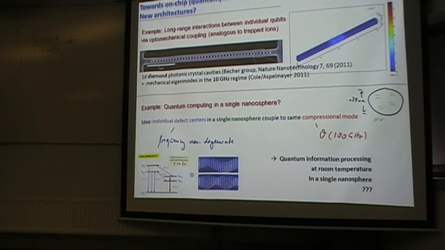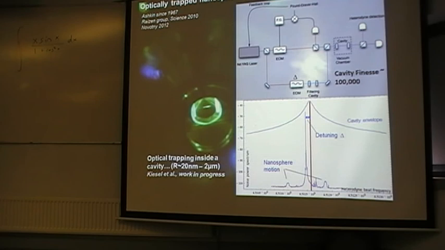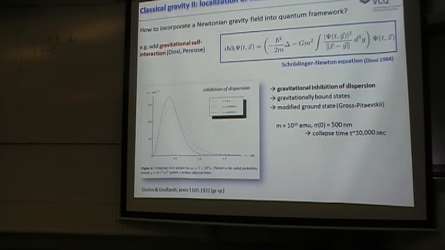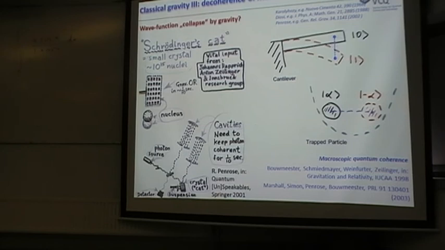So we are looking, by the way, into nanospheres right now. So we have nanospheres inside optical cavities. I don't have the time to talk about that. It's for a completely different purpose. What we are actually looking into are questions like, can we actually test the Schrödinger-Newton equation? This is now completely in the field of foundational physics. There are some proposals that have to do with the question of wave function collapse by gravity.